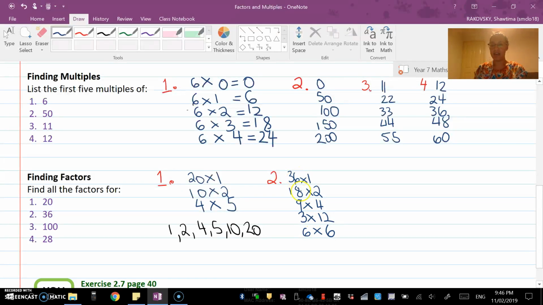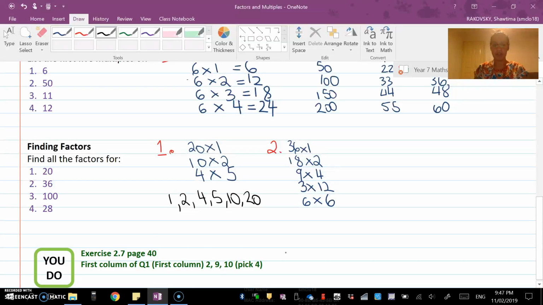I don't have any 5, and I don't have any 0, so I know I can't divide by 5 and 10. So here are my factors. What I'm going to do now is write them out. So when it says find all the factors, that's what you should be doing.